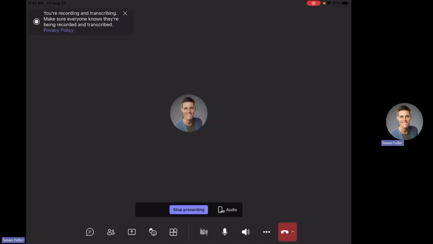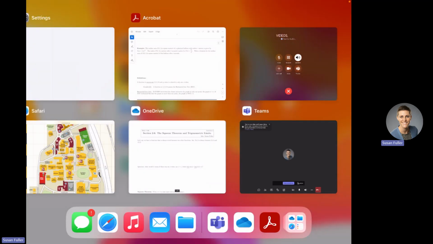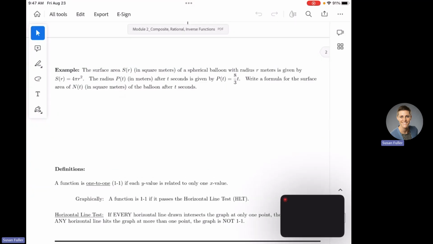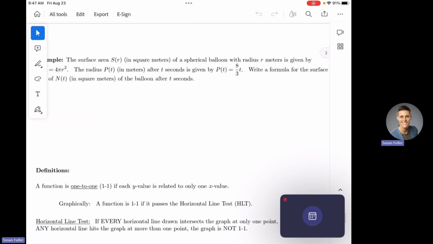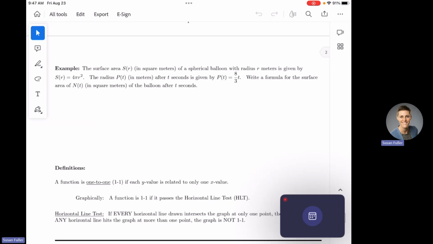Hello everyone. I wanted to make a quick video to help you with a word problem that we didn't get to in class. This is in Module 2. When we were working on composition functions, we had to skip this word problem to move into inverse functions. So I wanted to give you a chance to see this worked out in case this was something you were having trouble with in your homework.